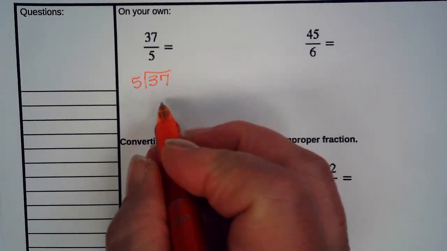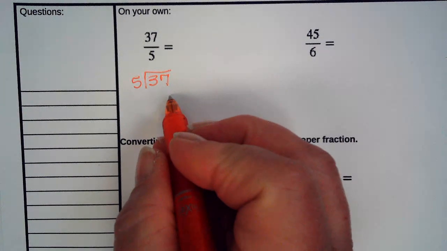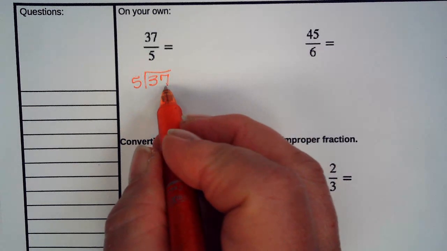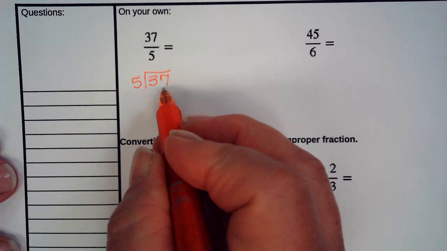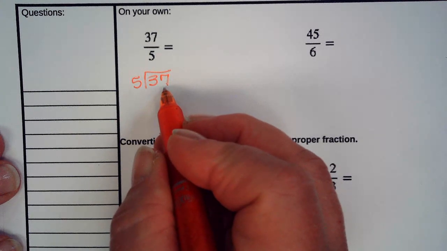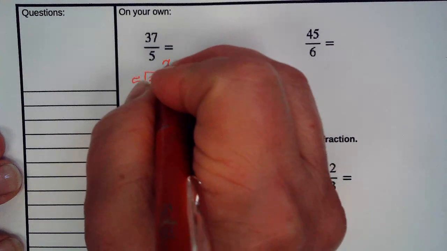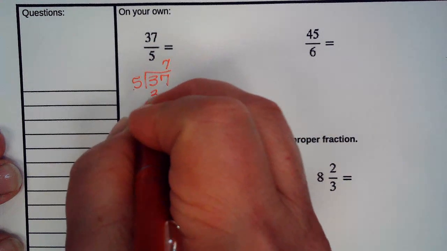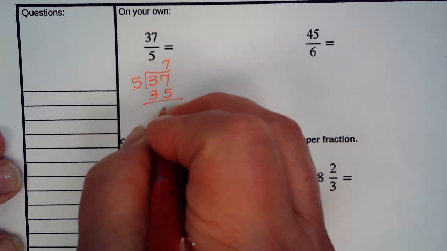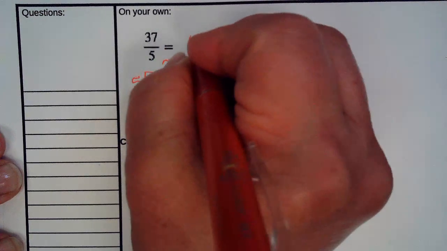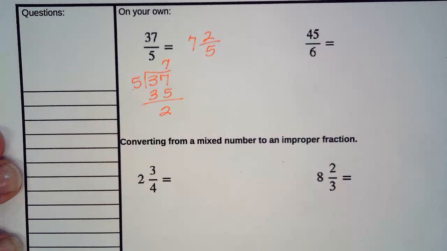Well, I know that the numbers that are divisible by 5 end in 5 or in 0. So 35 will be the one that I'm looking for. 35 divided by 5 is 7. 7 times 5 is 35. I've got a remainder of 2. 7 and 2/5.